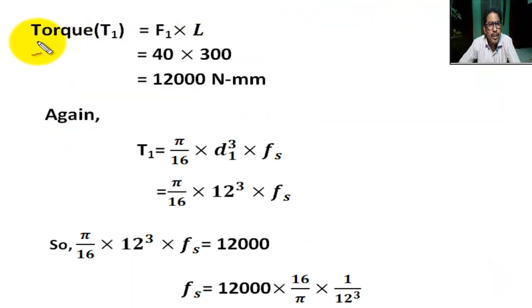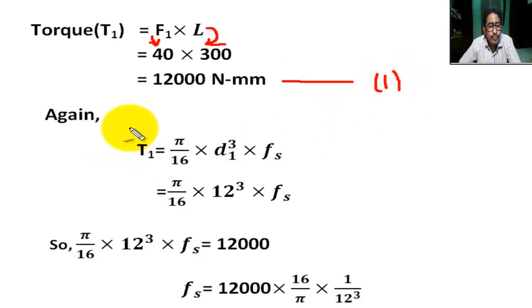So torque required to break set screw during tightening T1 equal to F1 into L, F1 equal to force to break set screw during tightening, L equal to length of the spanner, value of F1 40 Newton, value of L 300 millimeter equal to 12,00 Newton millimeter. This is equation number 1.